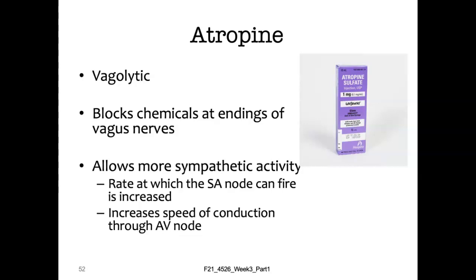So if you block the parasympathetic nervous system, you're going to get more sympathetic activity. And so the rate at which the SA node can fire is increased, and it increases the speed of conduction through the AV node. Now, this is kind of like a band-aid because you need to figure out what the underlying reason is for the bradycardia. But this is typically your go-to drug for a symptomatic bradycardia. So this is one of your ACLS drugs, advanced cardiac life support drugs.